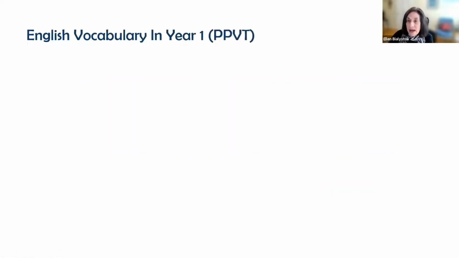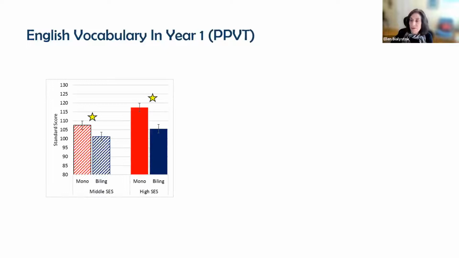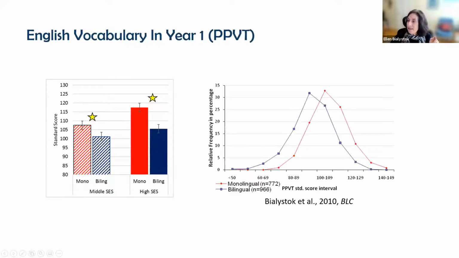All right, what did we find? Let's start with their English vocabulary. We tested them in the first year for their English vocabulary scores, and I'm showing you the data for middle versus high, monolingual versus bilingual. These were the standard PPVT scores, and this is exactly in line with what I showed you before with that larger sample.